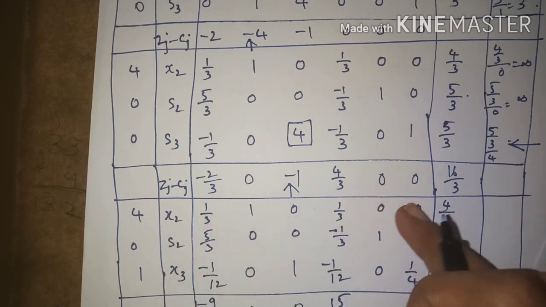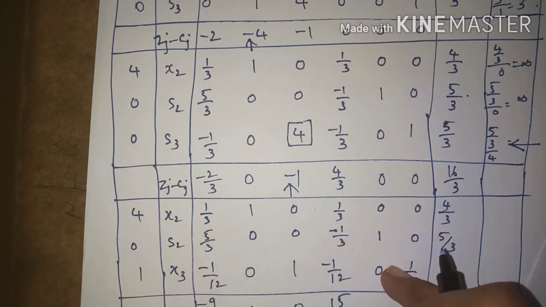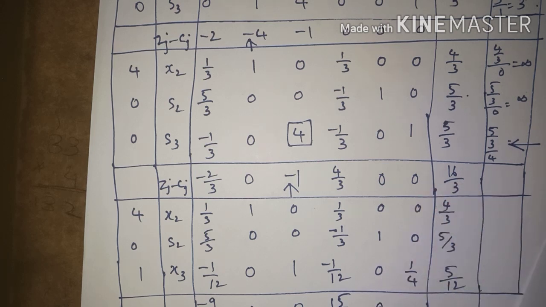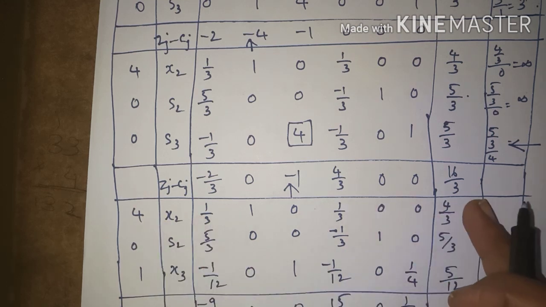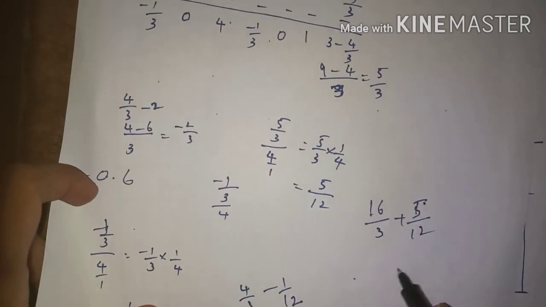Now 4 into 0 is 0. 0 into 1 is 0. 1 into 0 is 0, minus 0 is 0. 1 into 1 by 4 is 1 by 4, minus 0. Now 4 into 4 by 3 is 16 by 3, plus 0, plus 5 by 12. 16 by 3 plus 5 by 12: LCM is 12.